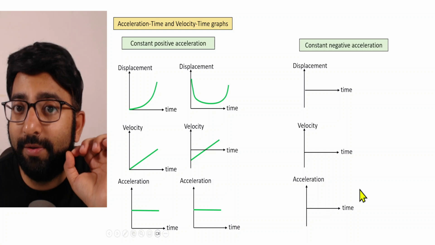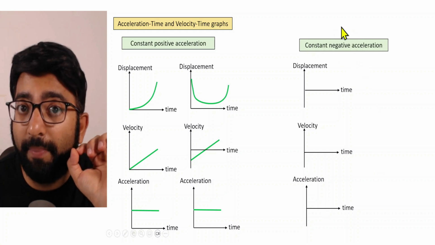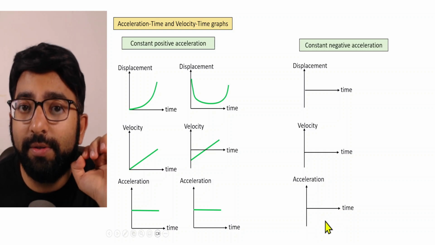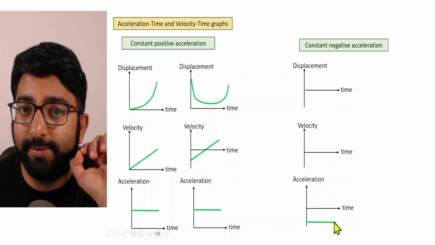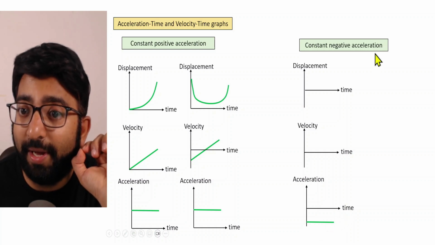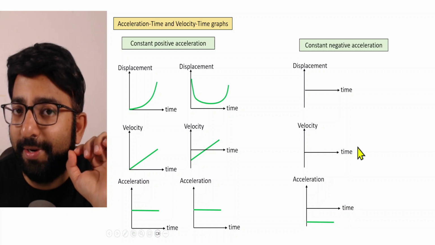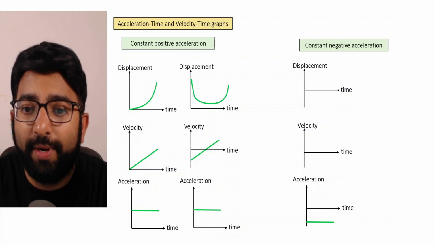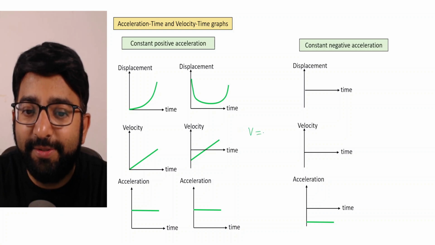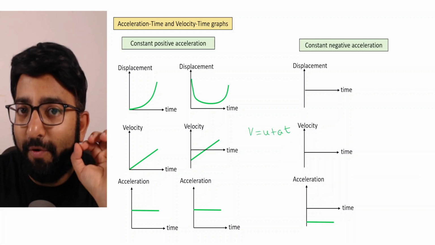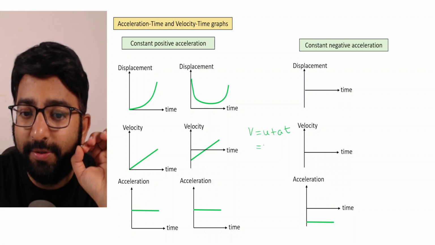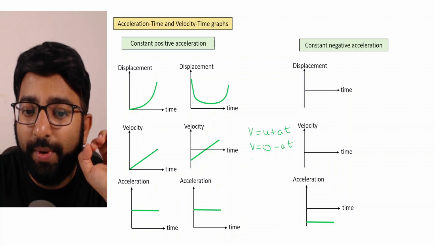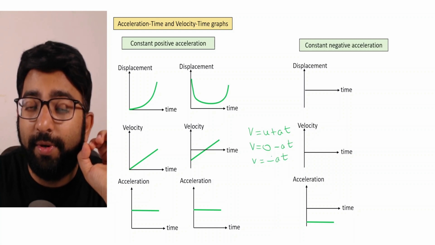Now we can very easily draw the graphs. Since the acceleration is constant but negative, the acceleration time graph will be a horizontal straight line, but below the time axis. It is below the x-axis because the acceleration is negative. For the velocity time graph, let's try to use any Stewart equation. So if I use v = u + at, for now, if I assume initial velocity is 0 and acceleration is negative, let me write negative a into t. So the equation becomes v = -at.